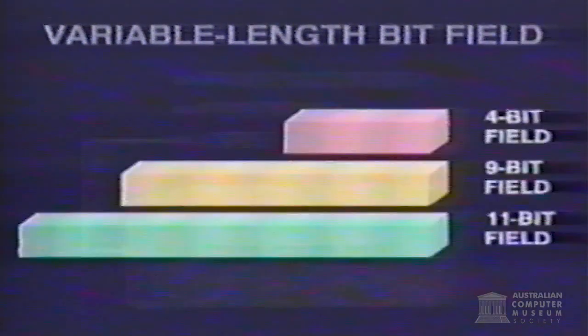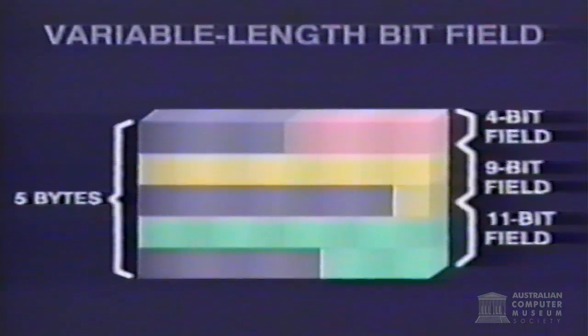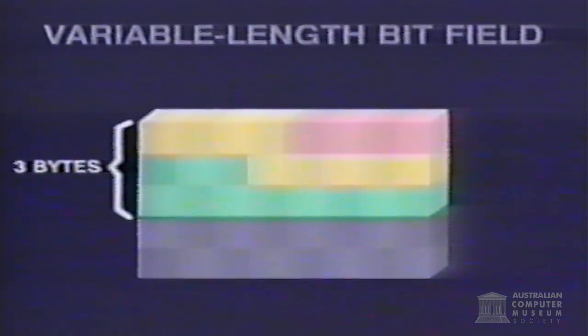The variable length bit field allows programmers to pack fields of information tightly together to conserve storage. We'll use these 3 bit fields to illustrate the advantage of using the variable length bit field. Without the variable length bit field, these 3 fields require 5 bytes of storage. Some storage space is wasted because each field must begin on a byte boundary. With the variable length bit field, these same fields need only 3 bytes of storage. 2 bytes are saved because it's not necessary for each field to begin on a byte boundary.